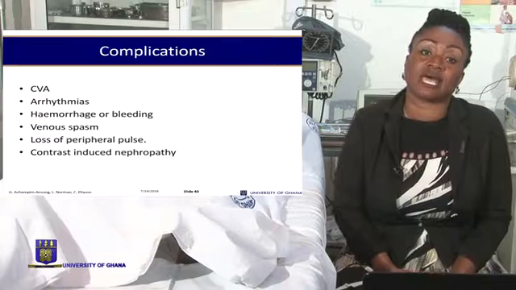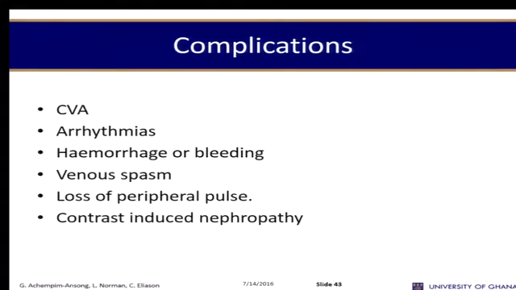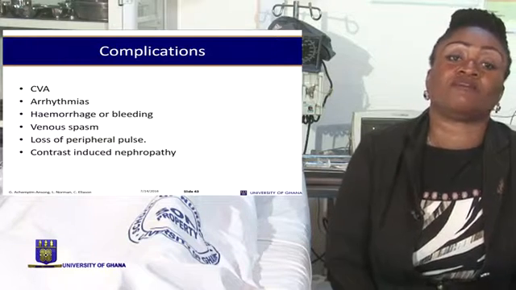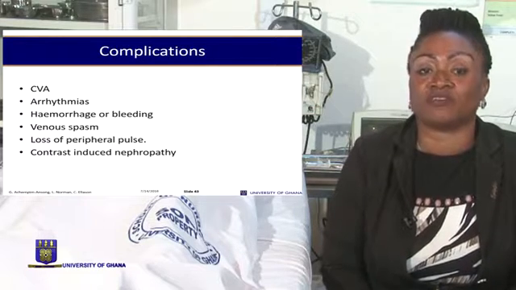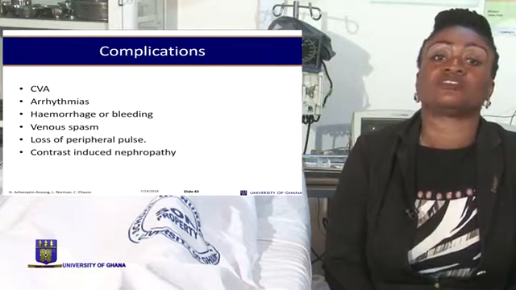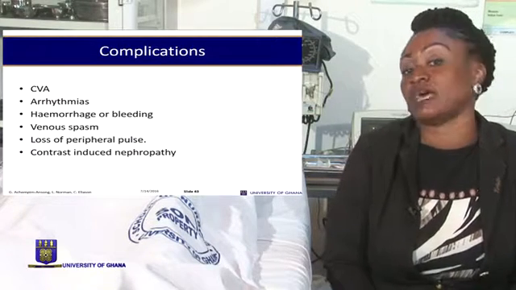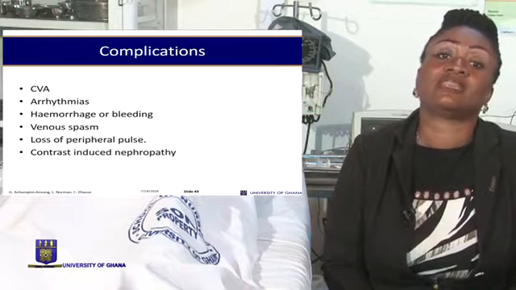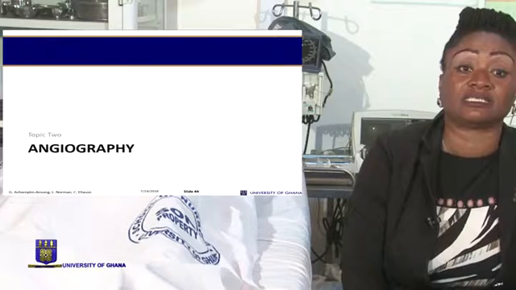This procedure can result in arrhythmias, irregular rhythm of the heart rate, hemorrhage or bleeding because it involves introduction of a catheter and is invasive. Then there may be venous spasms, the veins are thrown into spasms. There may be loss of peripheral pulse, and then contrast-induced nephropathy. The contrast dye becomes poisonous to the kidney, and then it results in complications of the renal system.